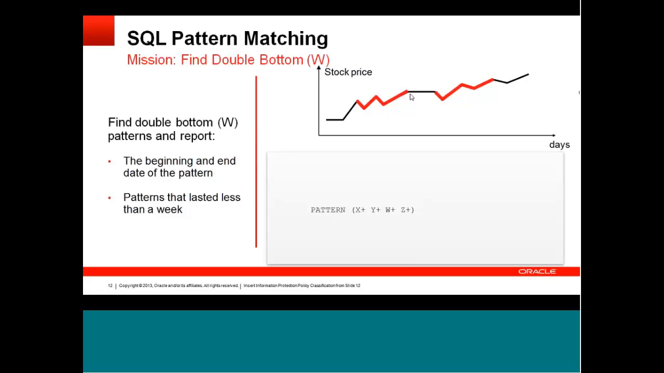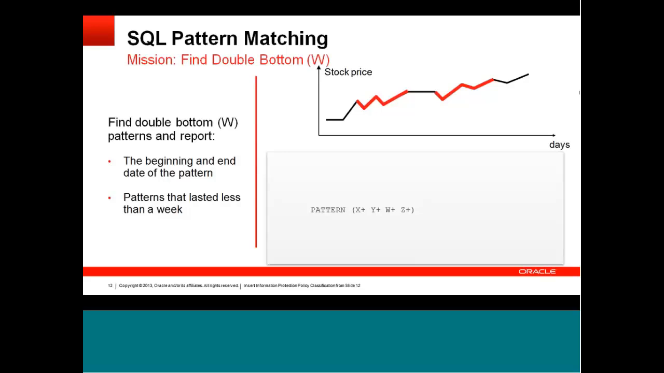The plus sign after the pattern variable means that at least one row must be mapped for each of them. So we can call this a greedy approach, by saying we have to make sure that the database returns at least one row which maps to each of these pattern variables. So that is what pattern stands for.